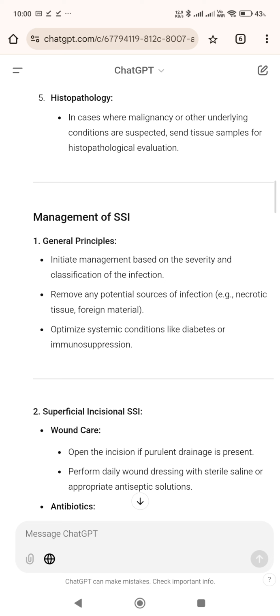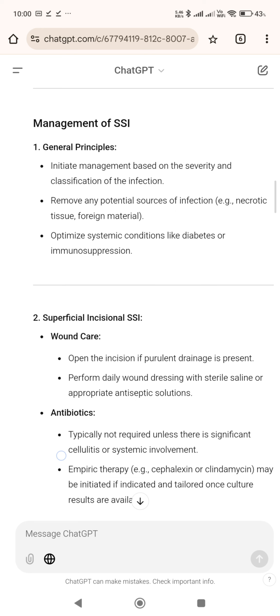Management of SSI. 1. General principles. Initiate management based on the severity and classification of the infection. Remove any potential sources of infection, e.g. necrotic tissue, foreign material. Optimize systemic conditions like diabetes or immunosuppression.